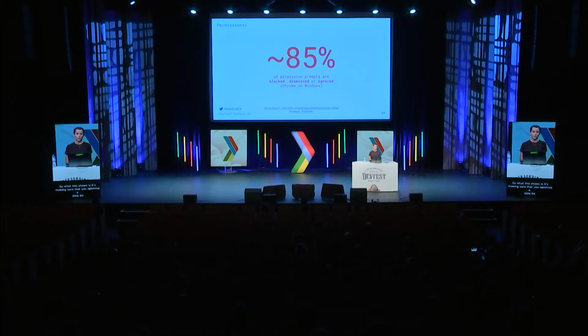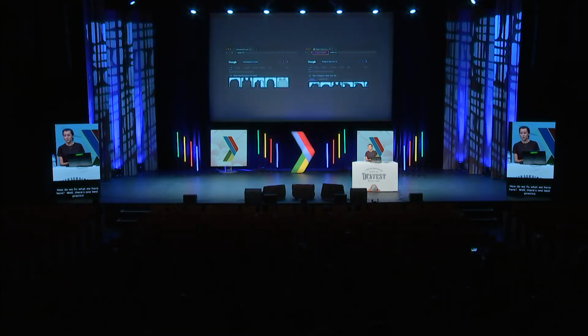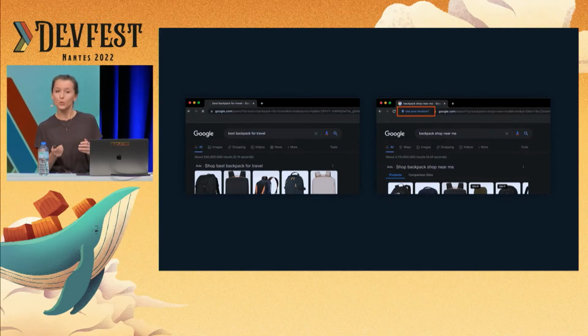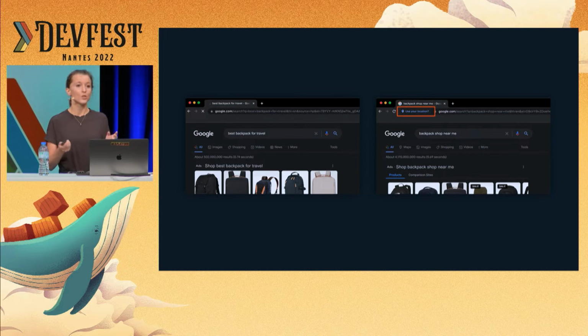So how do we fix what we have here? Well, one best practice for permission requests is to request them in context. Here, I don't actually know how Google search defines the mechanics of when to request location permission, but as a user, you can experience that. On the left, I made a search for best backpack for travel. Google search could have decided, okay, I'm going to show you a few shops nearby, so can you give me your location? But no, they didn't do that.